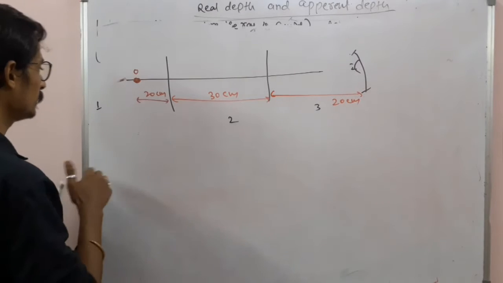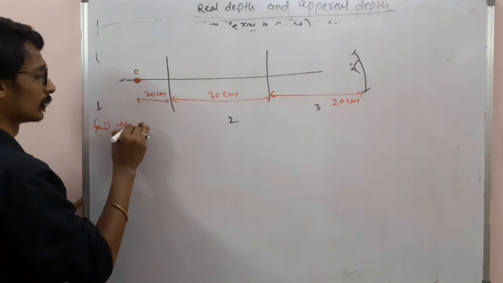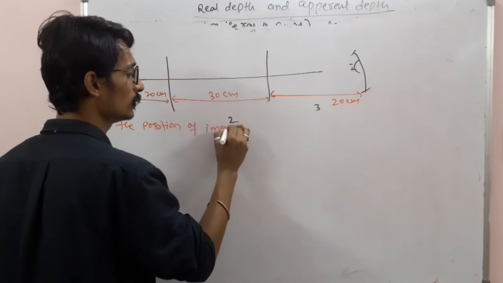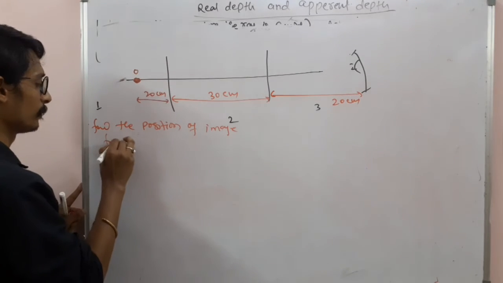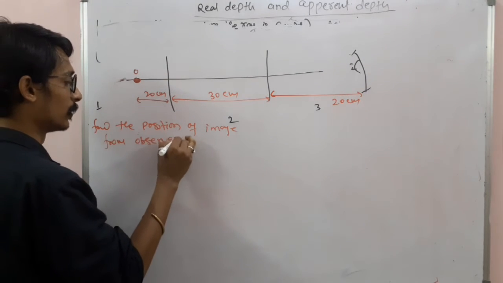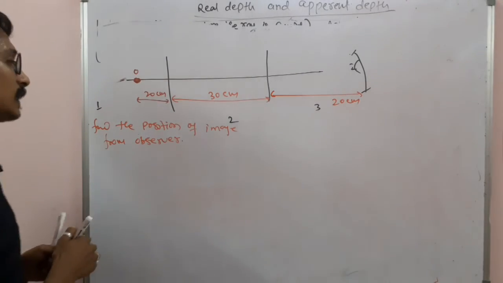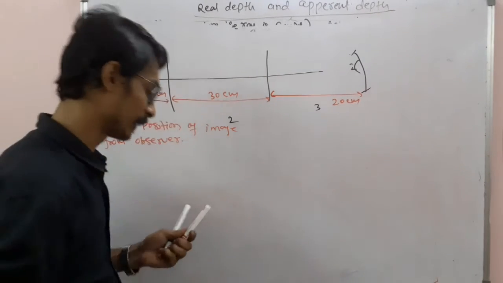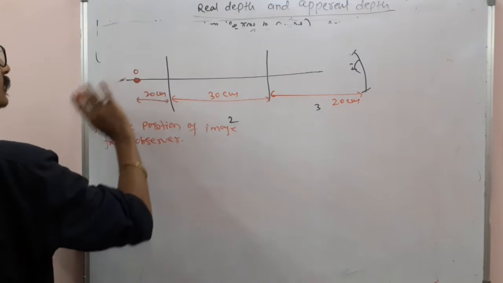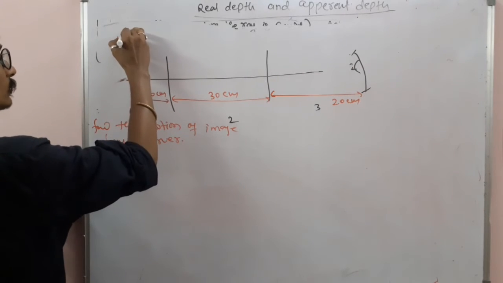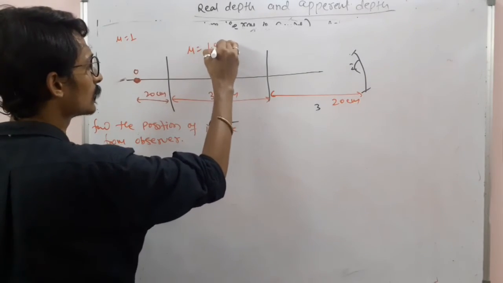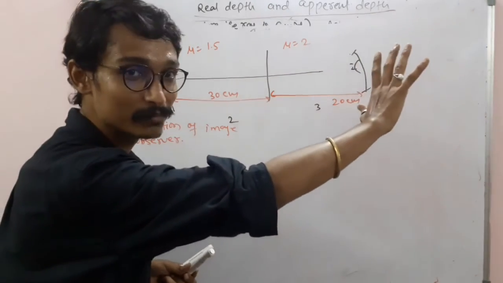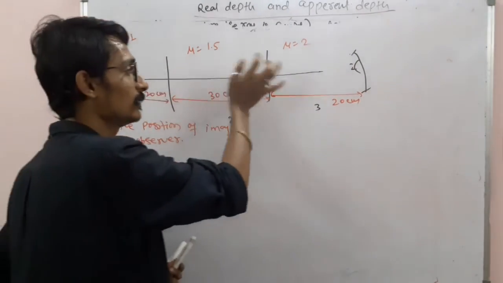The question is to find the position of the image from the observer. Let's see. Here we have three media, so we need refractive indices too. For the first medium, let the refractive index mu be 1. Here mu is 1.5. Here mu equals 2. So these three are different mediums, not a single medium. This is another medium, this is another medium, this is also another medium.